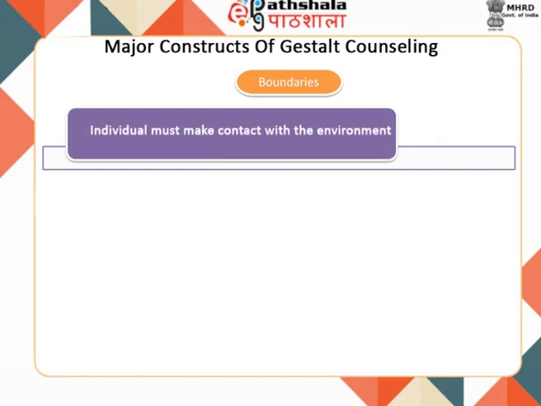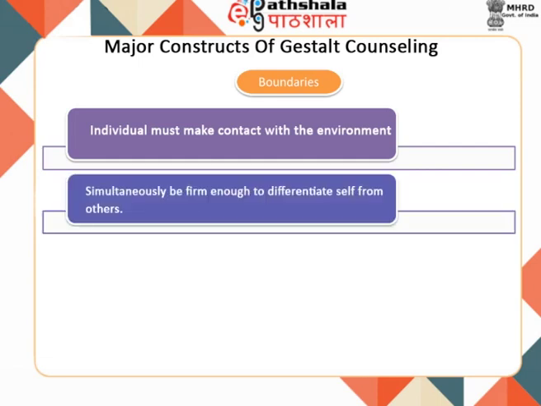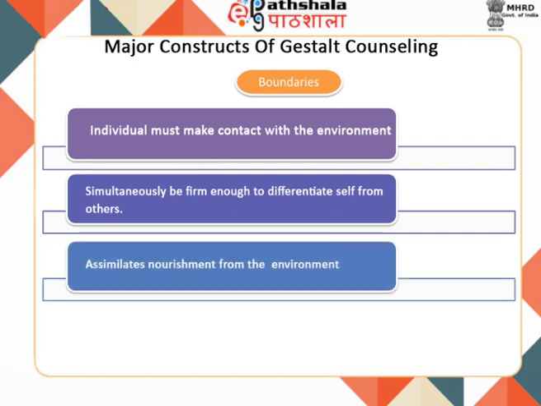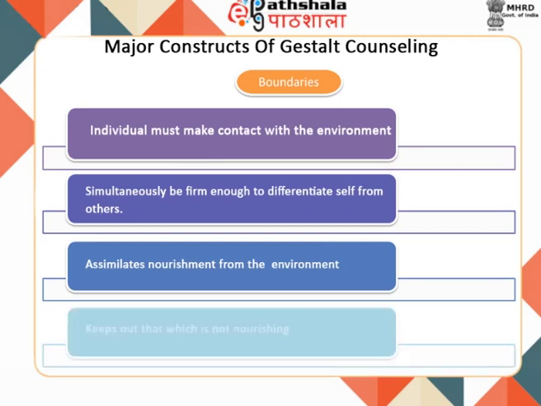Boundaries. For survival, the organism, that is, the individual, must make contact with the environment. The function of the individual's boundary is to simultaneously be firm enough to differentiate self from others, yet be open or permeable enough to make contact with others. In this process, the individual assimilates nourishment from the environment and rejects or keeps out that which is not nourishing.